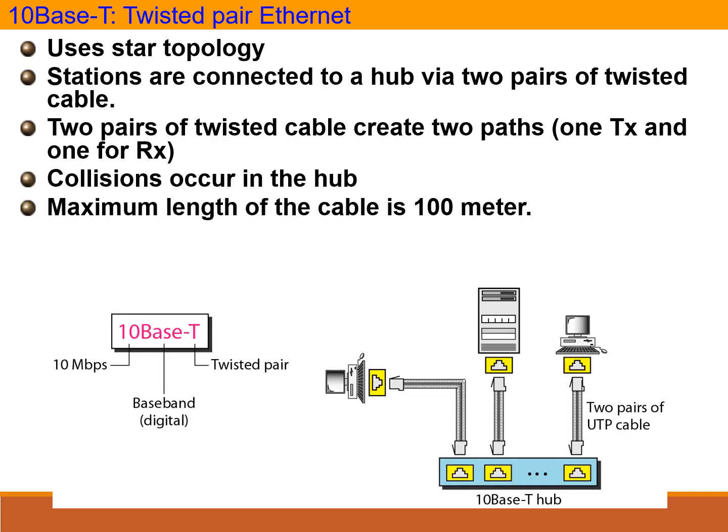Next one is twisted pair cable, that is 10BaseT. In twisted pair cable, 10 is 10 Mbps, base is baseband digital, and T is twisted pair.